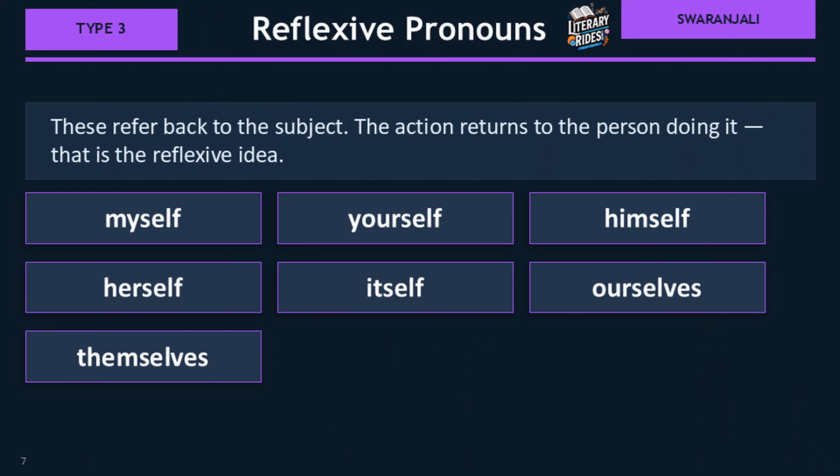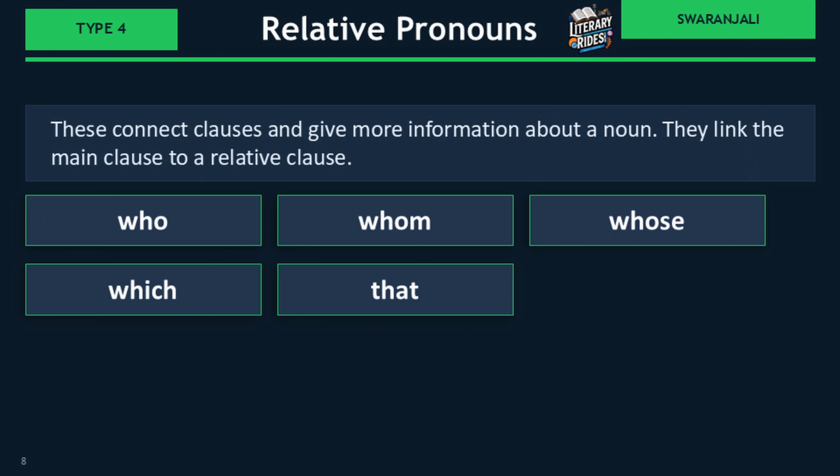Type number 3. Reflexive pronouns. These refer to the subject of the sentence. Myself, yourself, himself, herself, itself, ourselves, themselves. I made this myself. She hurt herself. They prepared themselves for the exam. The action comes back to the person doing it. That's the reflexive idea.